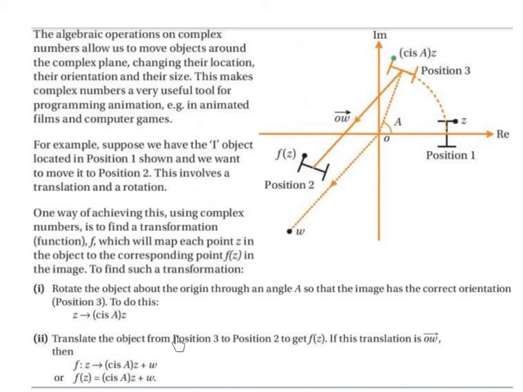Then translate the object from position 3 to position 2 to get f of z. If this translation is OW, then f of z maps to CiS(A) Z plus W. So it was rotated, and then it was moved. And it was moved the same direction and distance as W, but it did not start at the origin, it started at position 3. And it ended up where we wanted it to.